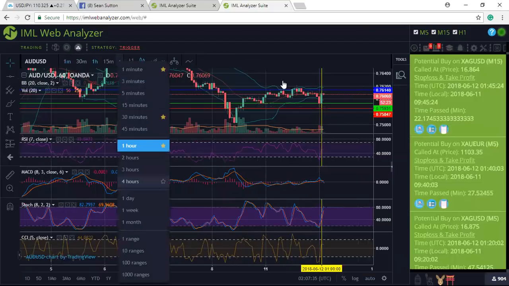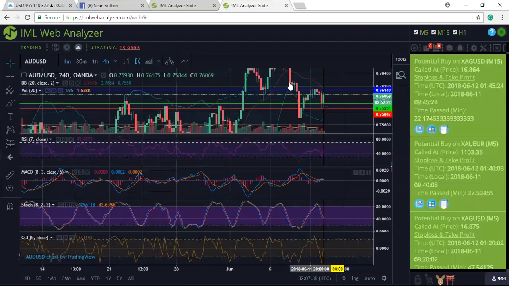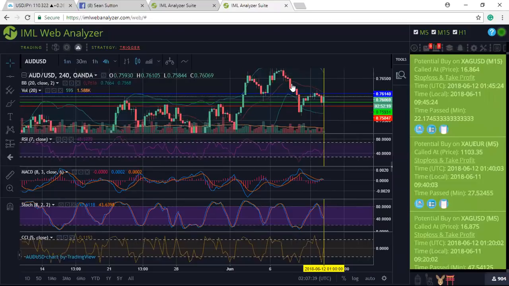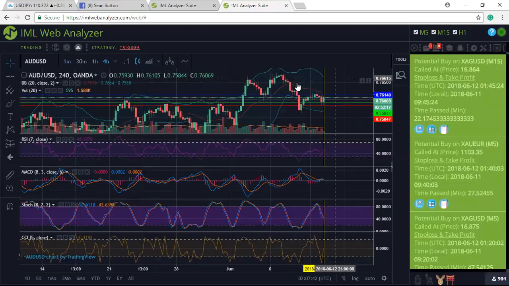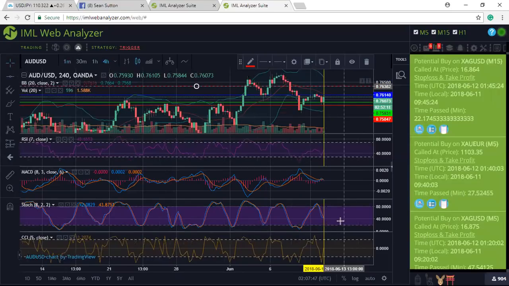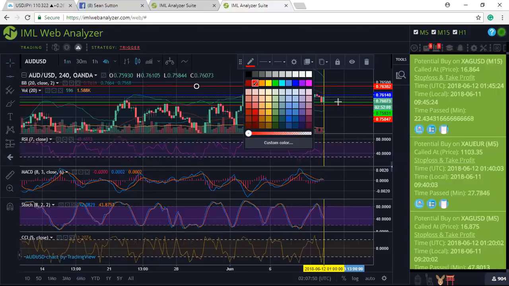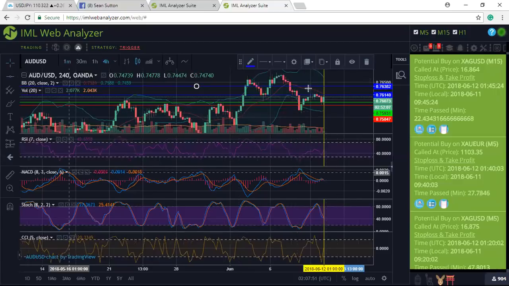Let's look at the 4-hour real quick. Yeah, it could go for more. It could go for more than that. As a matter of fact, I think it's going to go for more. I may set another TP. Let me see real quick.